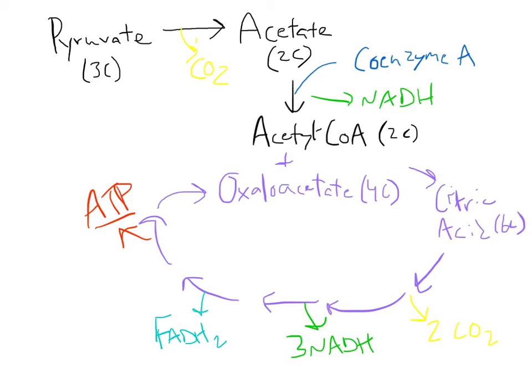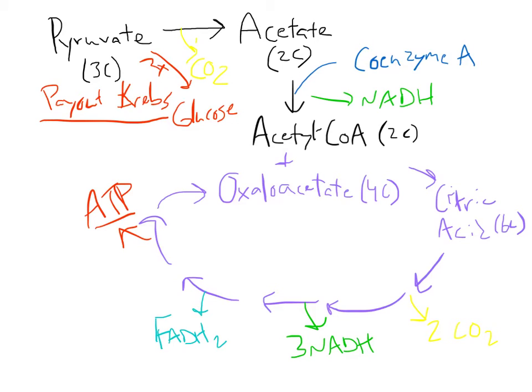Okay, so to take a look then at the payout for Krebs cycle, for every glucose, which remember means 2 of these pyruvates, we are going to get 2 ATP. We are going to get 8 NADH. And we are going to get 2 FADH2s. So this makes a little more stuff than glycolysis did. Alright, so that's the second stage.